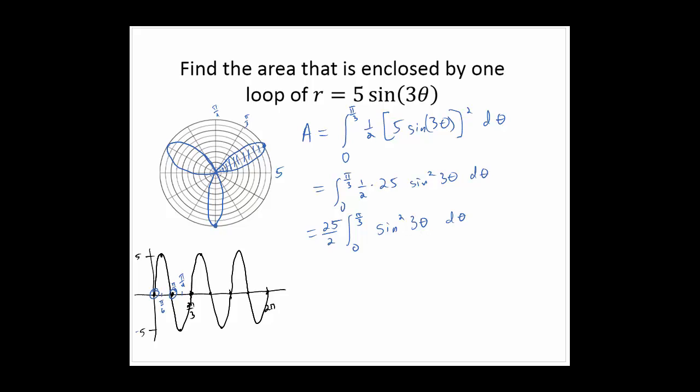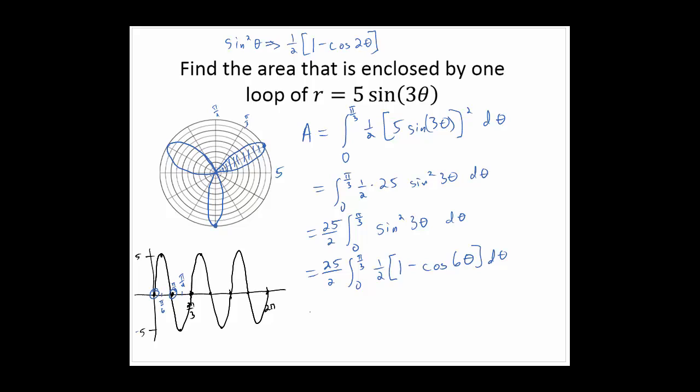Sine square, remember we saw earlier that sine square theta could be replaced by 1/2 of 1 minus cosine 2 theta. So now instead of a theta, we have a 3 theta. So I can replace this with 25 over 2, integral 0 to pi over 3. I'd still have a 1/2. Now I'd have a 1 minus cosine 6 theta d theta.